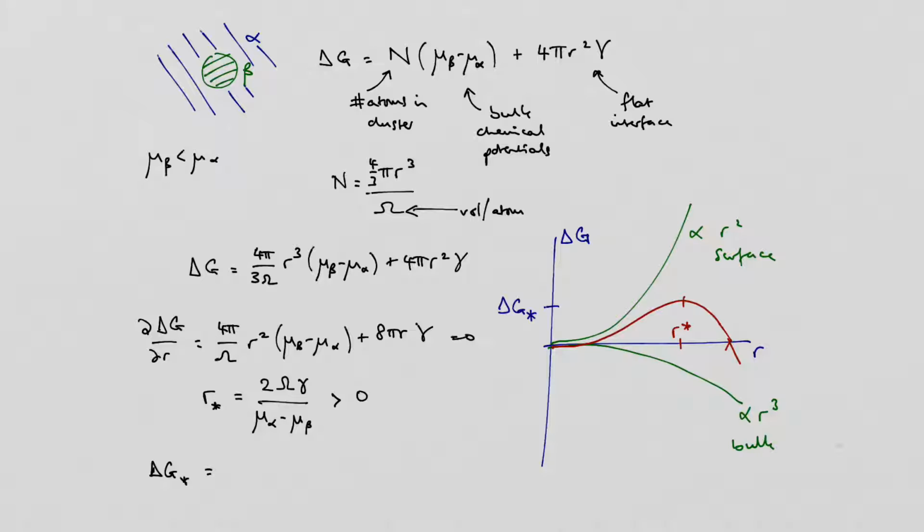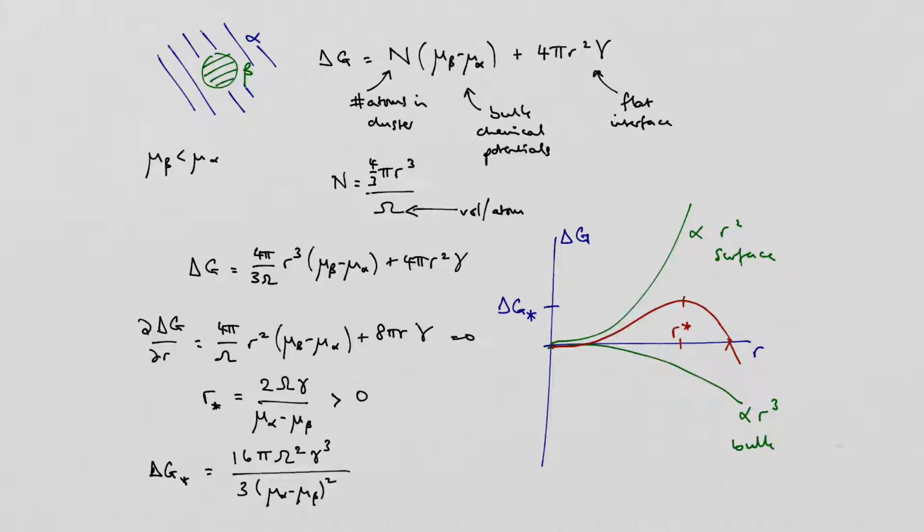If I substitute now R equals R star in my expression for delta G and do all the algebra, then I get that expression. Okay, that's just algebra. I'm sure you're perfectly capable of going and checking that out.